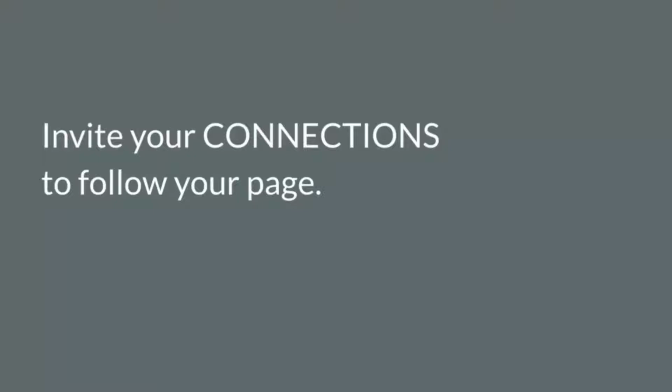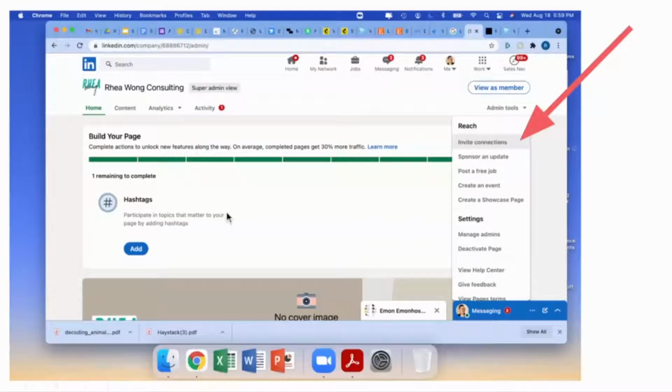So the way that you do that is if you are an admin on your profile, you have an admin page that looks like this, and you can invite connections. So personally, I have almost 8,000 connections, and so I can invite any number of them to like my page. Obviously, not everyone's going to like your page, but it's going to be important, again, to make it look like there are people in the party.